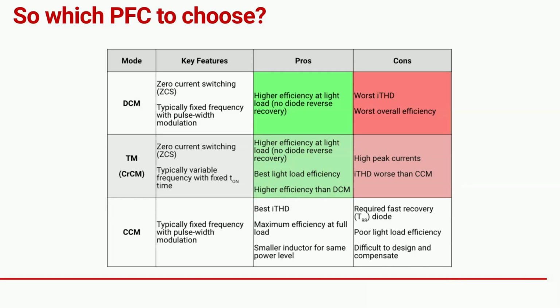A CCM controller is also a fixed frequency topology. With CCM, you will have the lowest THD and the best efficiency at full load. This also uses a smaller inductor for the same power level as the other modes of operation. The con of the CCM PFC is that the rectification diode tends to be more expensive as it has to have a very fast recovery time. Also, since inductor current is always flowing, its light load efficiency is compromised. The CCM operation can also be a little more difficult to design and optimize.